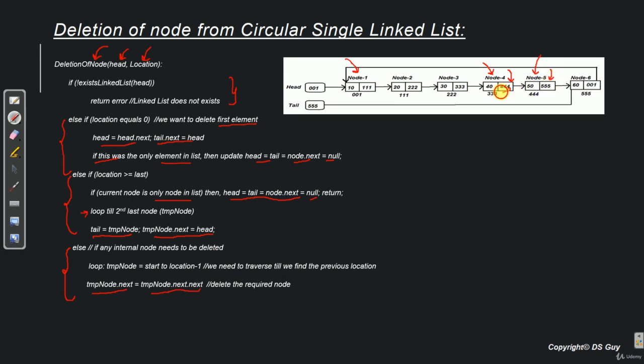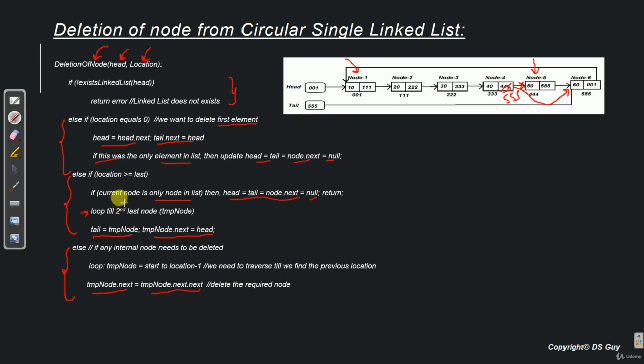So we update 444, change it to 555. This will create a link between node 4 and node 6, and the link between node 4 and 5 gets destroyed. So node 5 is now no longer pointed to by any node, so it automatically gets destroyed. So this is how we delete a node from a circular single linked list.